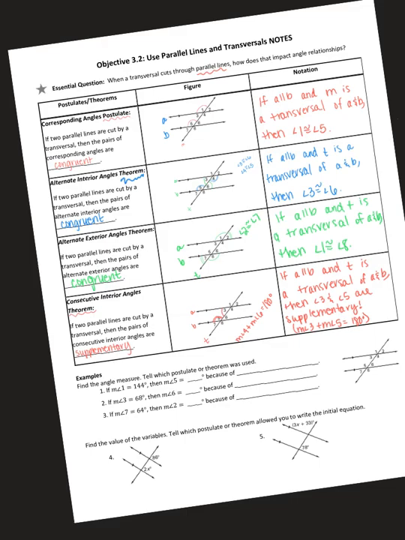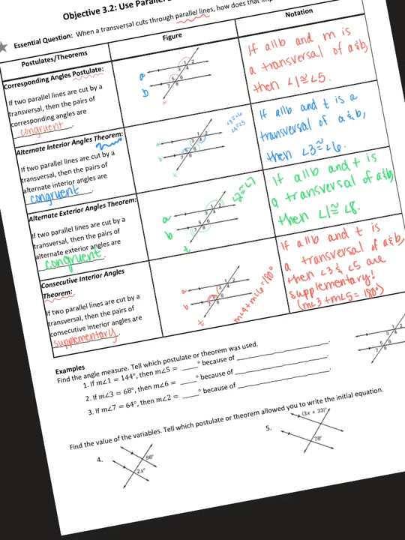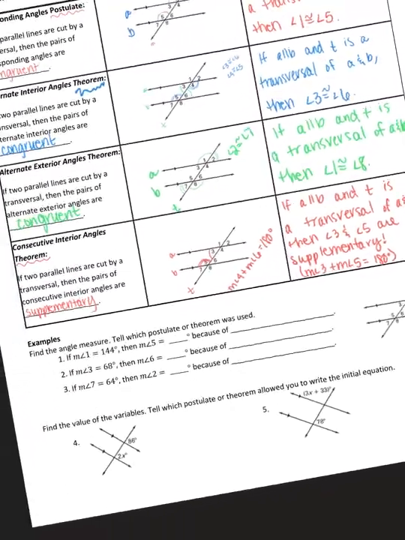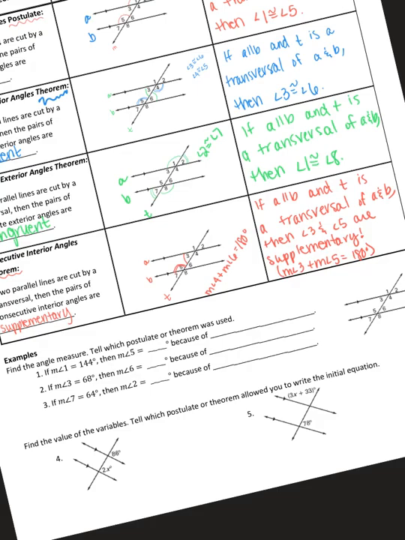All right, so let's take a look at these examples. It says, find the angle measure, tell which postulate or theorem was used. Okay, so we have this image over here, and number 1 is going to be different than number 2 is going to be different than number 3.